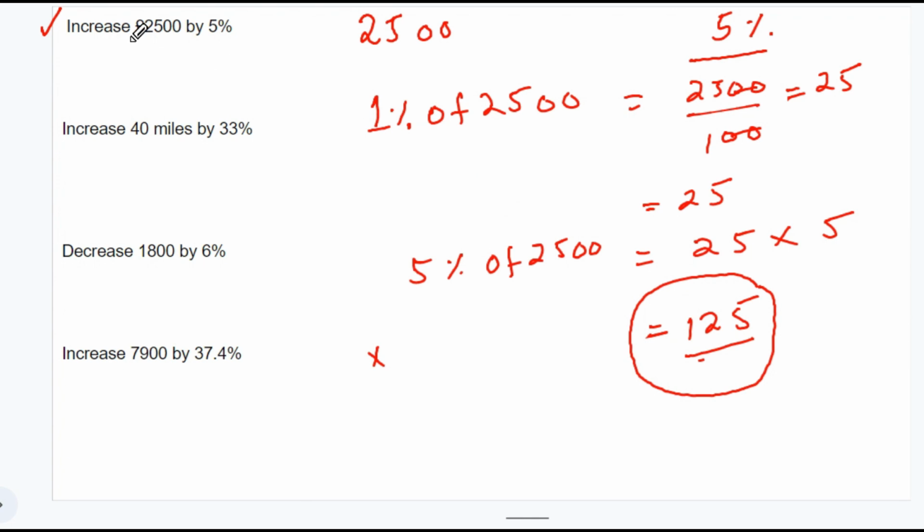What we need to do is increase it by 5%, right? And for increasing, we need to add to the number. So the original number was 2500, and this increase you have to add to the number, right? So now what will it be? 5, 2 and 6, 2. So 2625 is your answer.